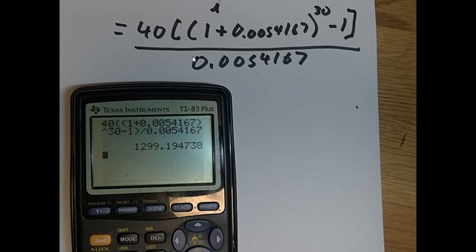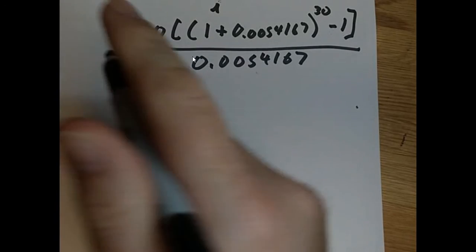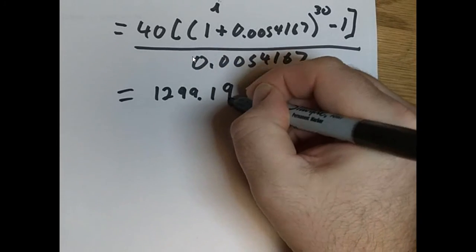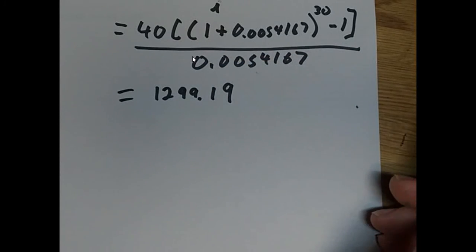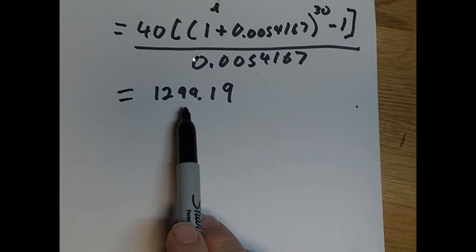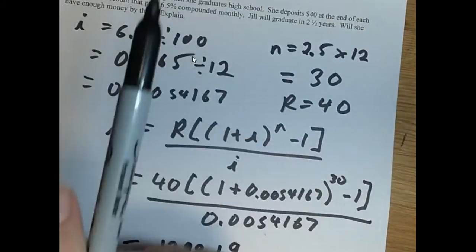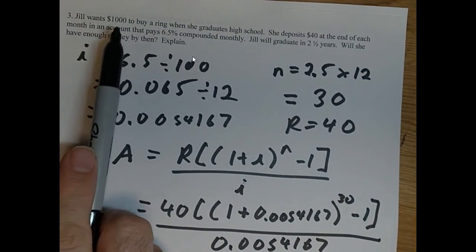$1,299.19. She will have enough. Okay, she'll even have $299.19 extra. Look, she wants $1,000, so she's going to have a little bit more.